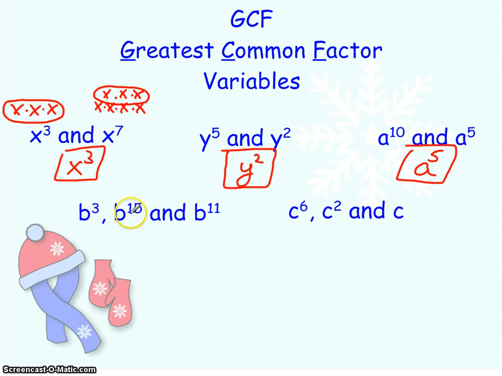This one has more than 3. This one has more than 3. So all of them have at least 3 b's. So that would be b to the third as its GCF.